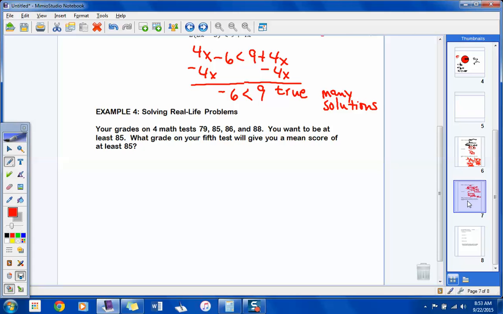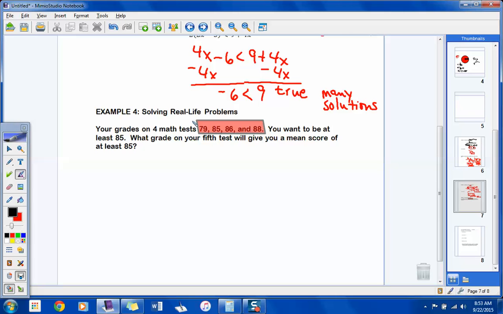Pretty easy stuff today, I think. All right, so in this last example, guys, it says you have some grades on 4 math tests. All right, they give you those scores right here. You have a score of 79, 85, 86, and 88. It says we want to average at least how much, guys? 85. It says, what grade on the 5th test will give you an average score of at least 85?